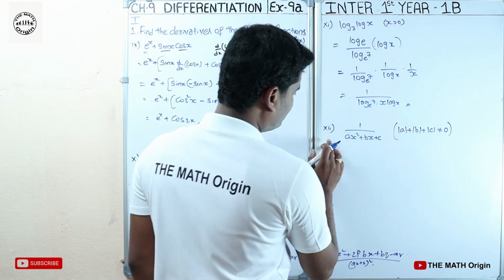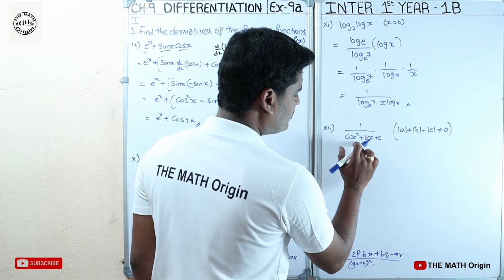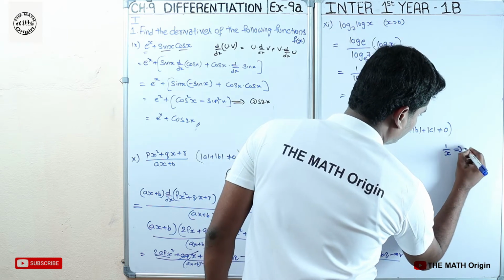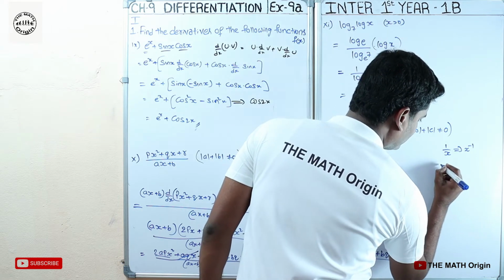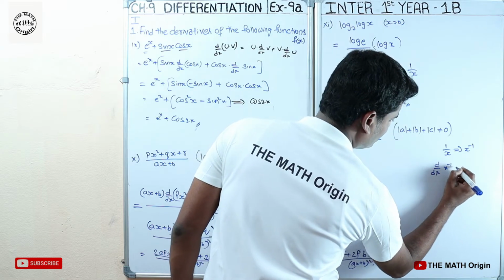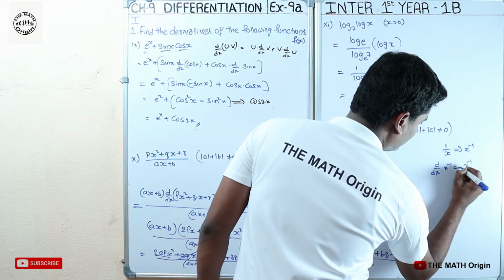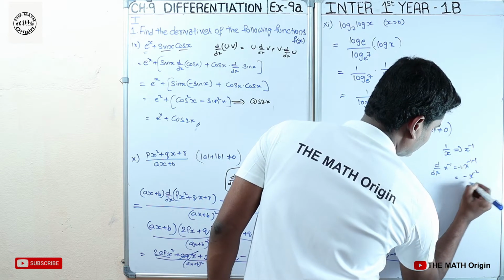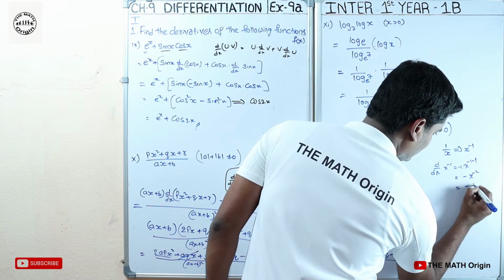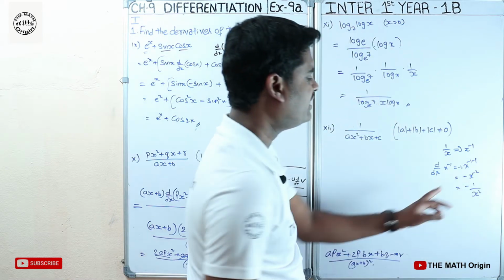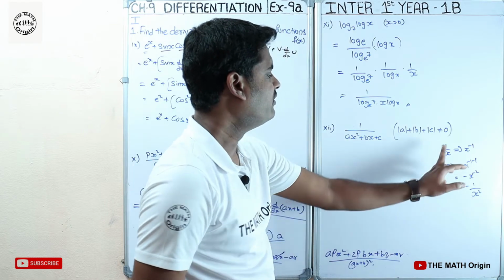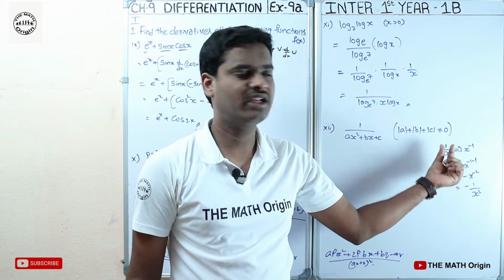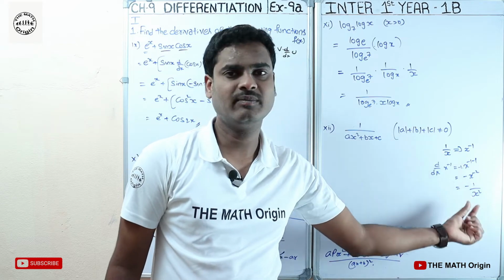Now the 12th bit. In the 12th bit we have the question 1 by ax square plus bx plus c. Now the equation is in the form of 1 by x. 1 by x I can write as x power minus 1. So d by dx of x power minus 1 is minus 1 into x power minus 1 minus 1, which equals minus x power minus 2, which is minus 1 by x square. So whenever we take the derivative of 1 by x, the value is minus 1 by x square.